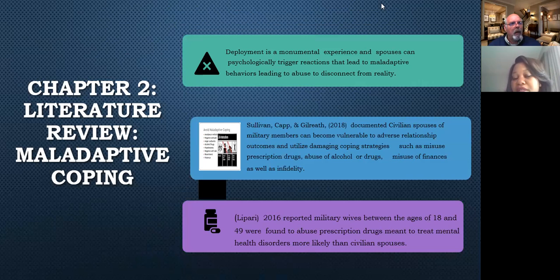Deployment, as I mentioned, is a monumental experience. It can trigger a lot of reactions and can lead to maladaptive behaviors. And that can also lead to abuse, to disconnect from reality. So studies show that civilian spouses of military members can be vulnerable and use damaging coping strategies such as the misuse of prescription drugs, abuse of alcohol, and the misuse of finances, as well as infidelity. In another study, military wives between the age of 18 and 49 were found to abuse prescription drugs meant to treat mental health disorders more likely than civilian spouses.